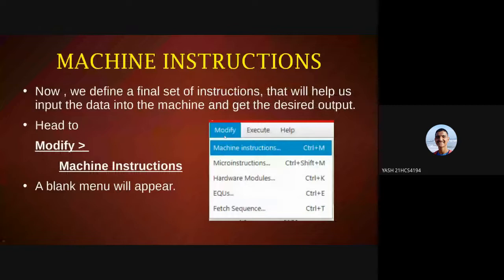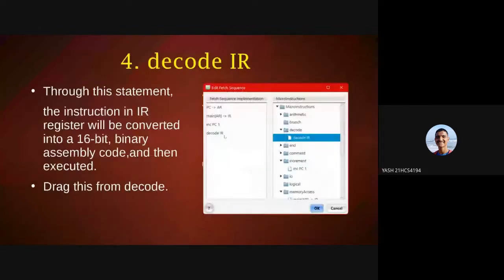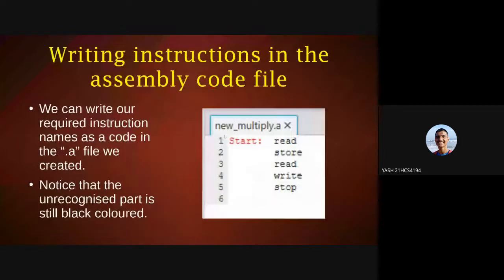After the fetch sequence, we write our machine instructions. These are the instructions that we give. I have used read to read the first integer, store to store it into a temporary register, and read again, which will read the second integer. Then I have done the multiplication, and then printing the output, and then I have used the stop.